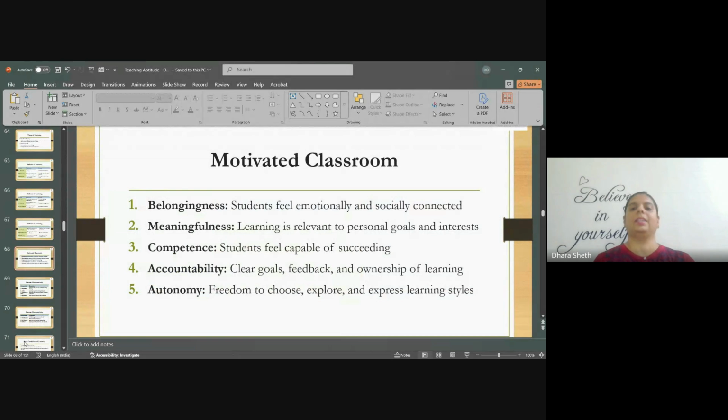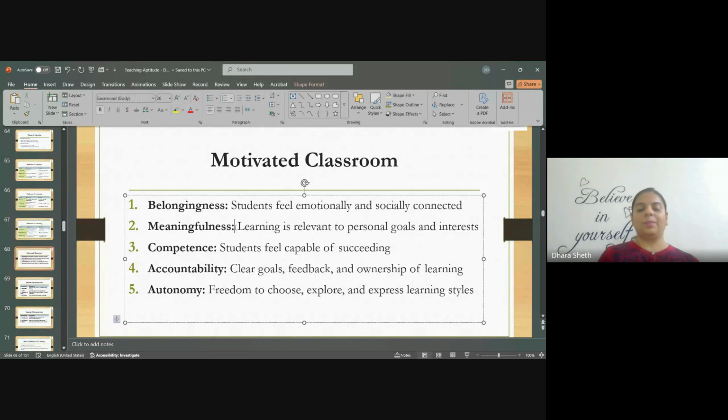Next, what are the characteristics of a motivated classroom? So a classroom where students are motivated to learn, what are the characteristics of that classroom? So basically, what does the teacher need to do to ensure that learners are motivated in the classroom? The characteristics of the classroom are: first, belongingness. Students feel emotionally and socially connected with each other, with the teacher, with the classroom, with the institution.